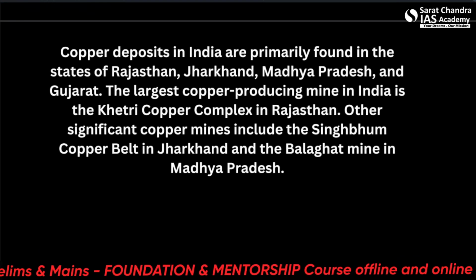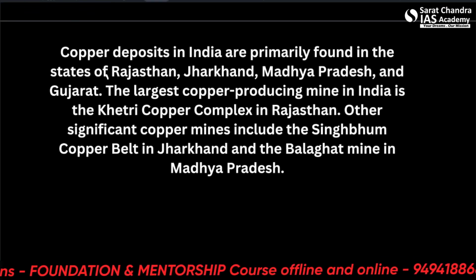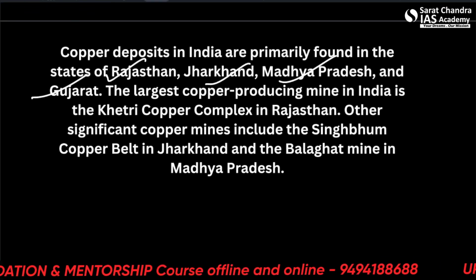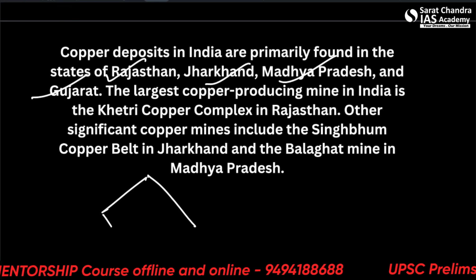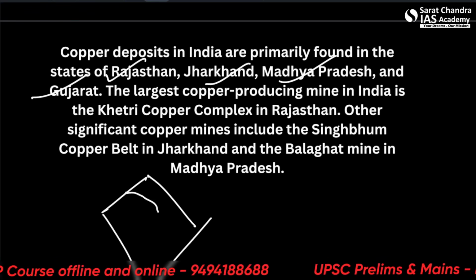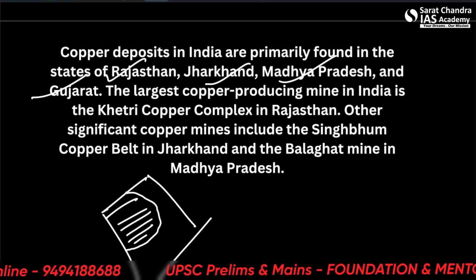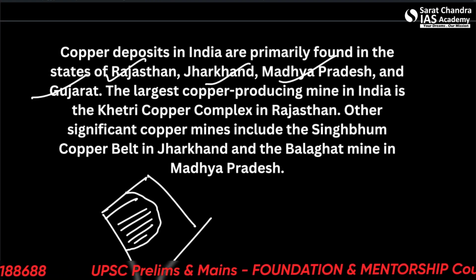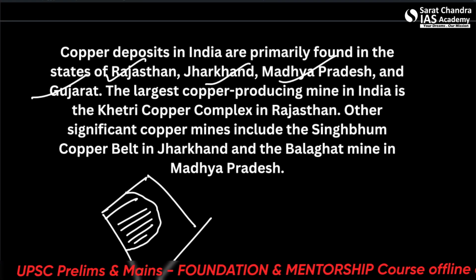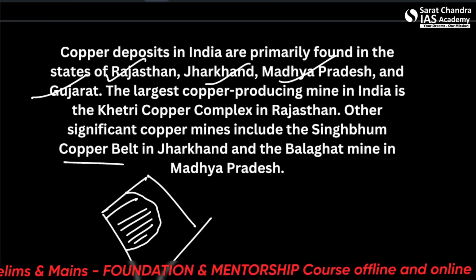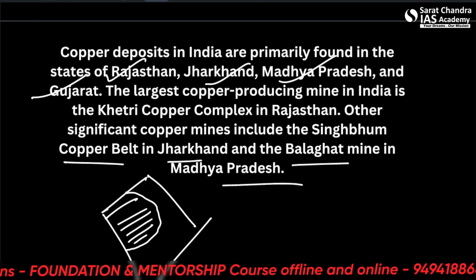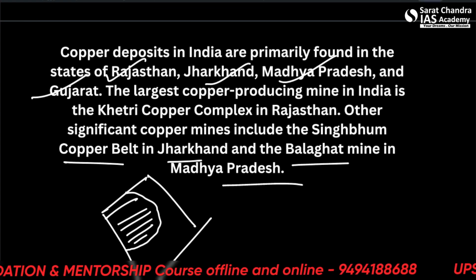So copper deposits in India are primarily found in the states of Rajasthan, Jharkhand, Madhya Pradesh, and Gujarat. So now we are talking about, let's say, central western India. The largest copper producing mine in India is the Khetri mine in Rajasthan. Other significant copper mines include the Singhbhum copper belt in Jharkhand and the Balaghat mine in Madhya Pradesh. So please remember these as well.